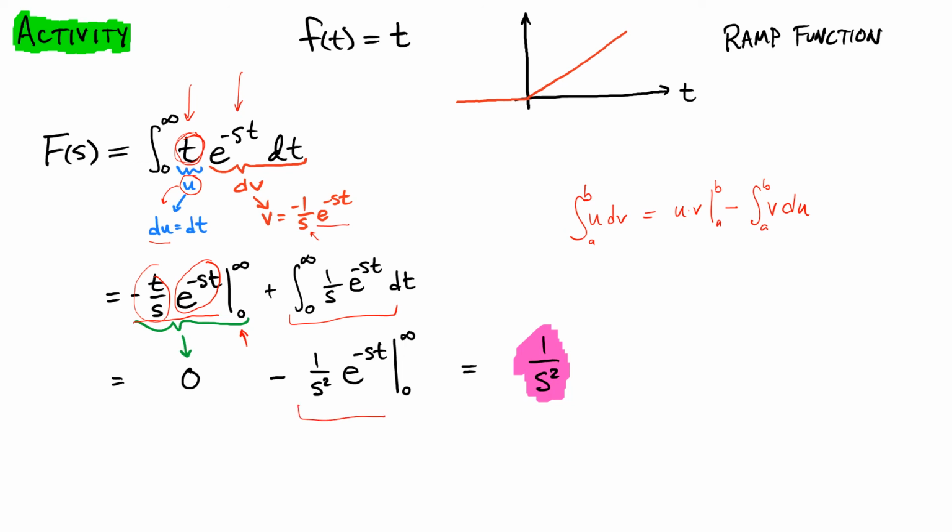and we go ahead and get this term, which allows us to now understand that the Laplace transform of the ramp is 1 over s squared.